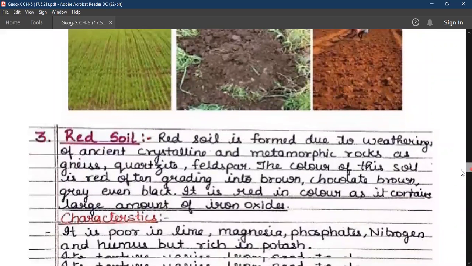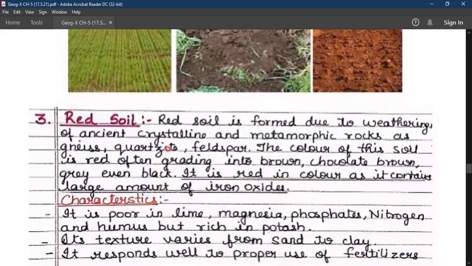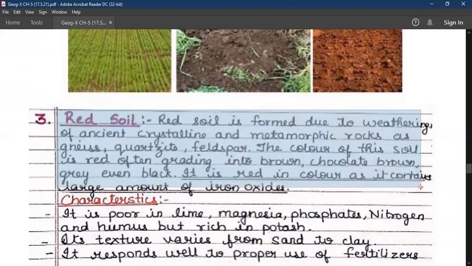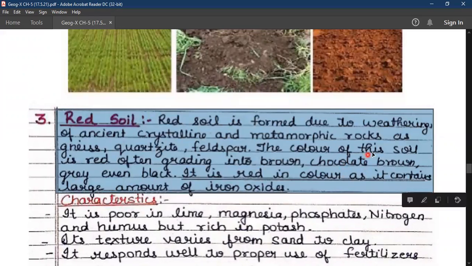Third soil is red soil. Red soil is formed due to weathering of ancient crystalline and metamorphic rocks such as gneiss, quartzite, feldspar. The color of this soil is red, often grading into brown, chocolate brown, gray, and even black. It is red in color as it contains a large amount of iron oxides.